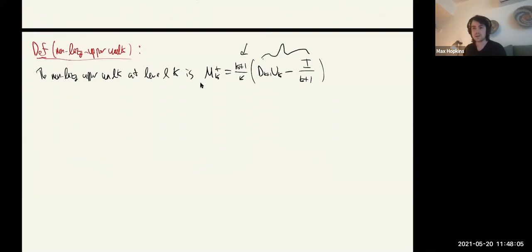Okay, so now we're going to go very explicitly into the non-lazy upper walk and take a look at its transition probabilities. We're going to understand why it's a walk, why it's the analog of the adjacency matrix, and what it looks like. So our next goal is just to understand M_k plus.